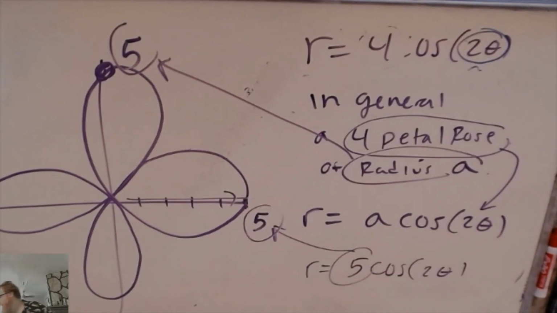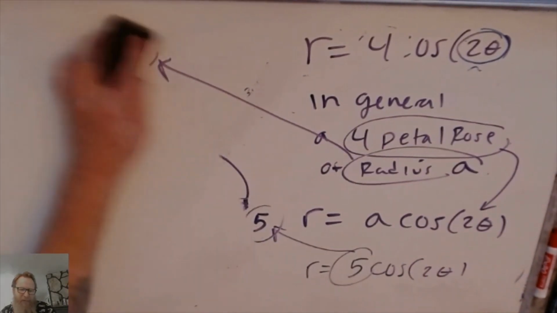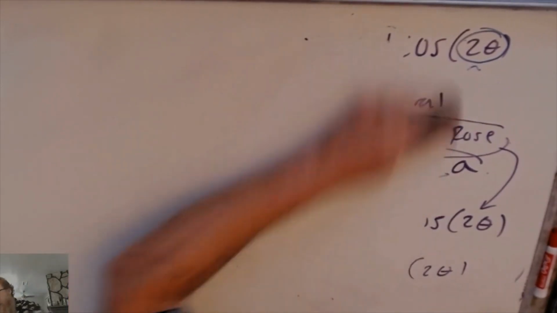I wish I could tell you that there was a nice pattern for the number of leaves, but it's really all over the place. You kind of just have to look it up. So that's a 4-petal rose.